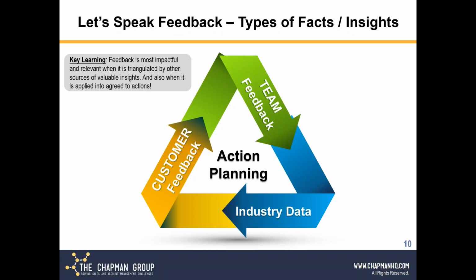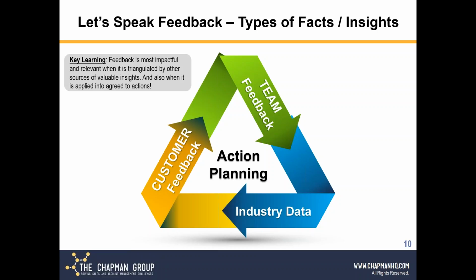When we think of feedback, we also think in terms of triangulation. And triangulation is having at least 3 dimensions or 3 points relevant to feedback. Where you're moving towards gaining access to the C-suite, we recommend that you have feedback from your team around this customer. You have access to some industry data, facts, insights to support where you're headed with this customer. And equally important, we have some direct customer relationship feedback.